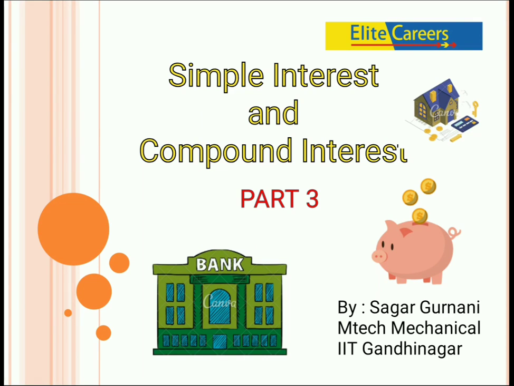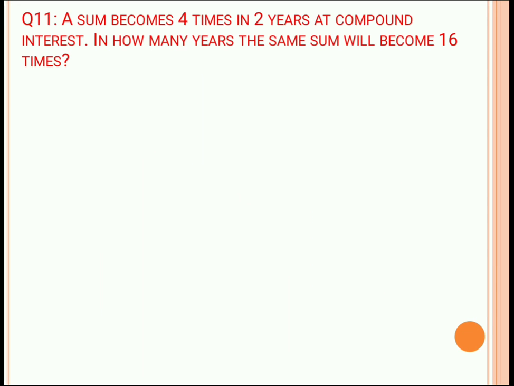Let's proceed further with few problems related to it. Question number 11. A sum becomes 4 times in 2 years at compound interest. In how many years the same sum becomes 16 times?